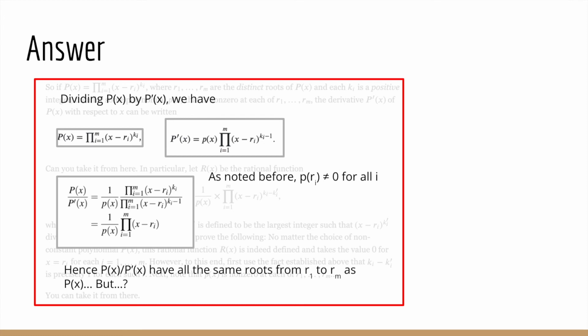Dividing p(x) by p'(x), we have the following expression. We can see that p(x) over p'(x) is made up of factors representing all the roots of p(x). As seen before, p(r_i) is non-zero for all i. Hence, p(x) and p(x) over p'(x) will have the same roots from r_1 up to r_m as p(x).